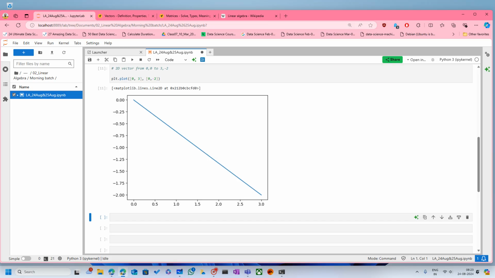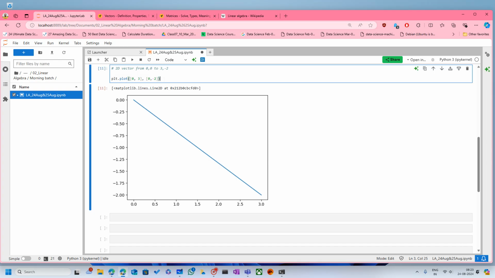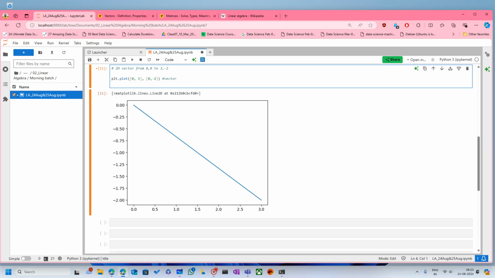It would look something like this. But just looking at this line, you won't understand what it means. This is your vector, but you won't understand what it is. That's why it's better to add axis also. Let's try to add that axis.